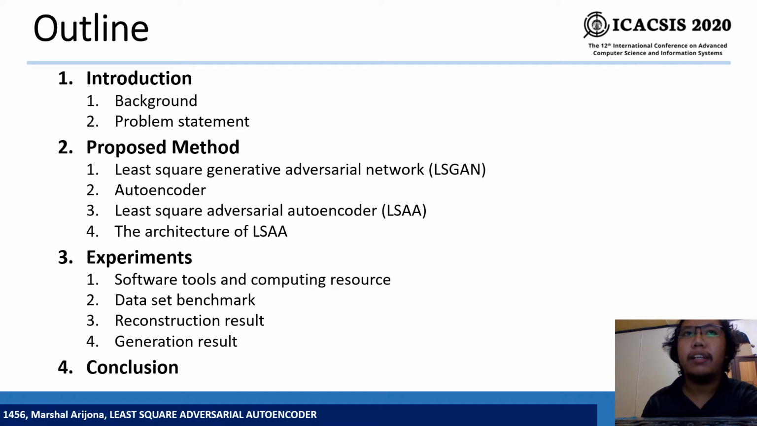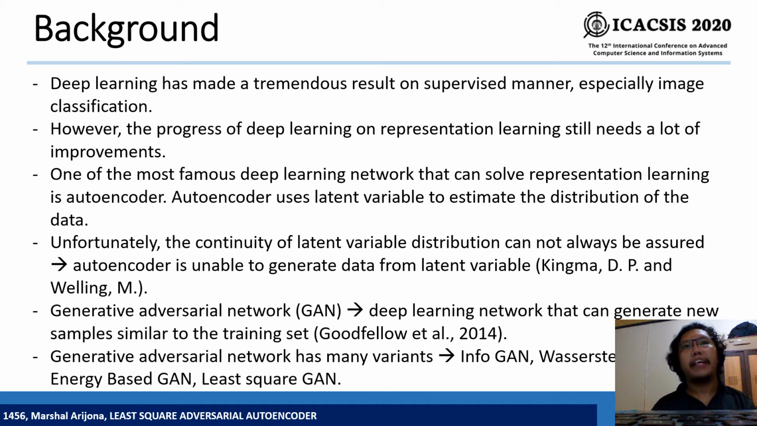So let's get started. Deep learning has made tremendous results in a supervised manner, especially on image classification. However, the progress of deep learning and representation learning still needs a lot of improvement. One of the most famous deep learning networks that can solve representation learning is called the Autoencoder. Autoencoder tries to reconstruct the data by utilizing the latent variable. The latent variable distribution tries to estimate the distribution of the real data.